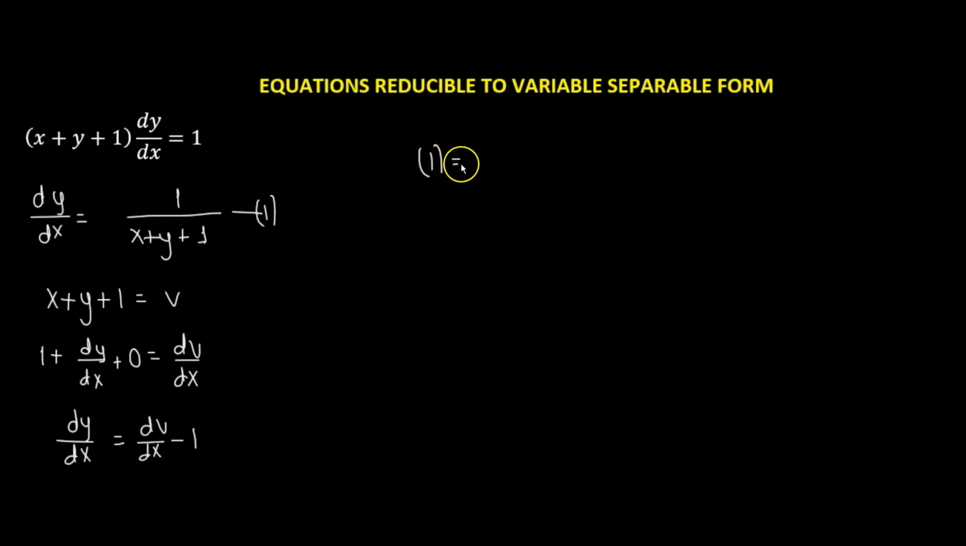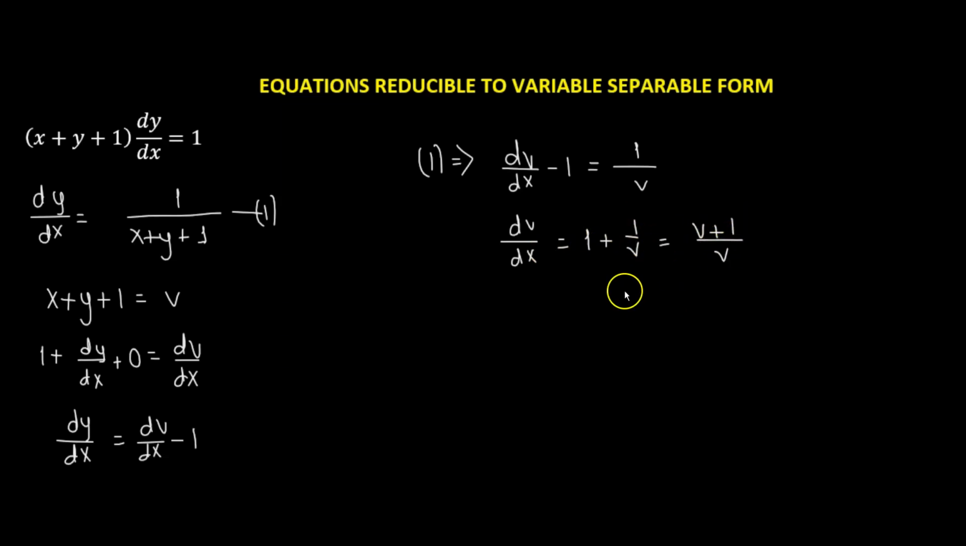So equation number 1 now gives dv over dx minus 1 equals 1 divided by v. We have now dv over dx equals 1 plus 1 over v, which equals v plus 1 divided by v. Separating the differentials, we have dx equals v divided by v plus 1 dv. Now we can see that this is now in the separable form.